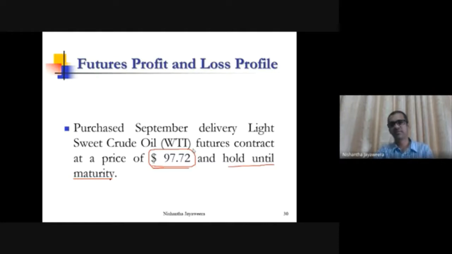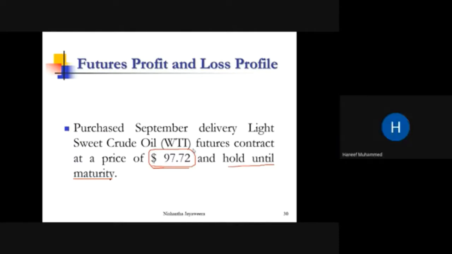That is the profit. But on that day, if the price was 95, you could have bought it at 95, but now you are paying 97.72. Overvalued. That's a loss for you.